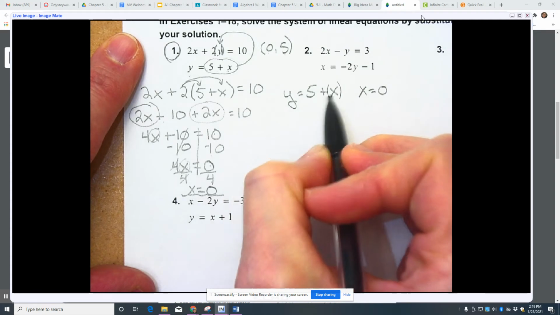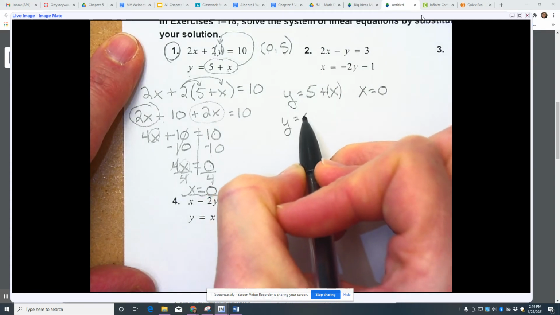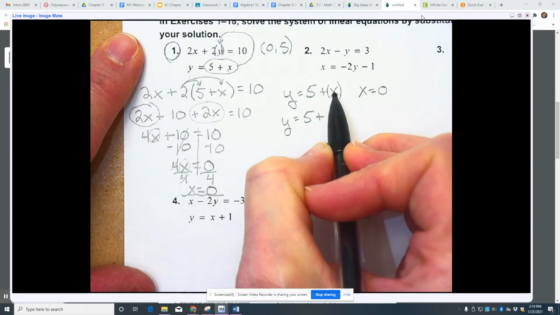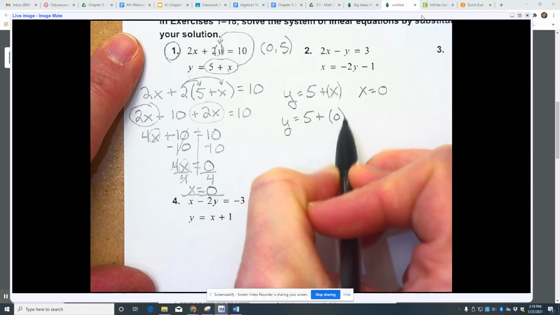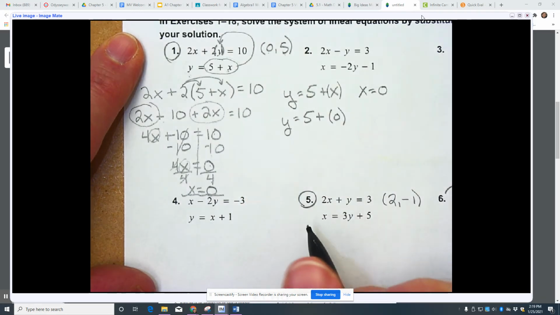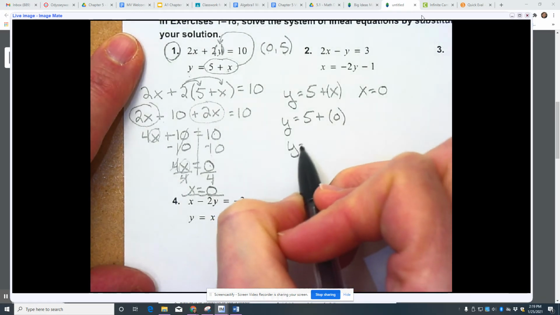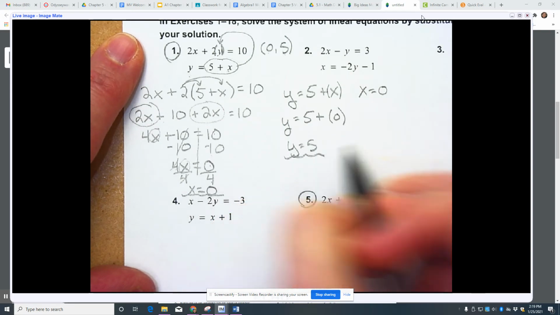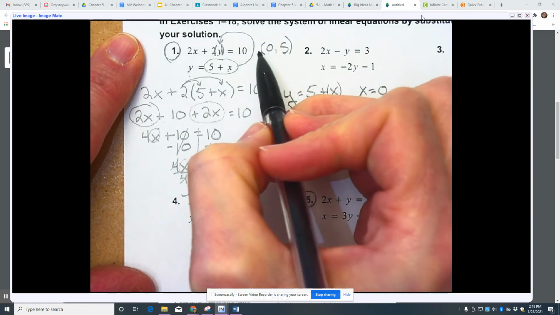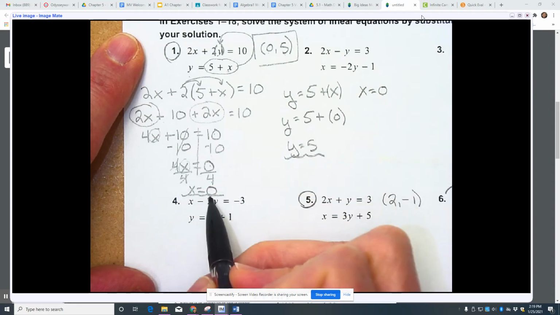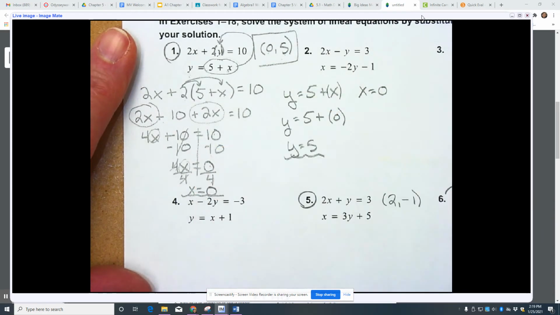So I'm going to copy the y equals 5 and the plus, but instead of x, I'm going to put a 0 in there. Well, what's 5 plus 0? That's just 5. So y equals 5. So my solution is x is 0, y is 5.